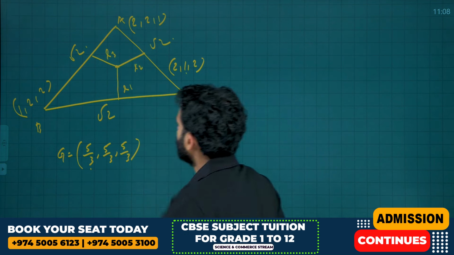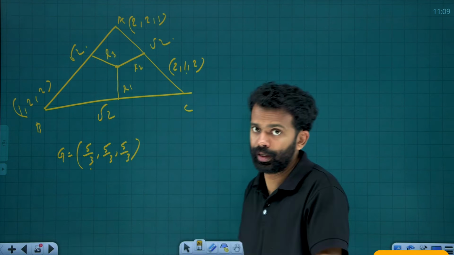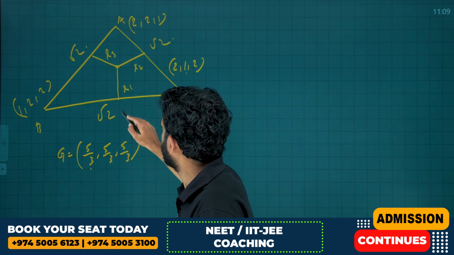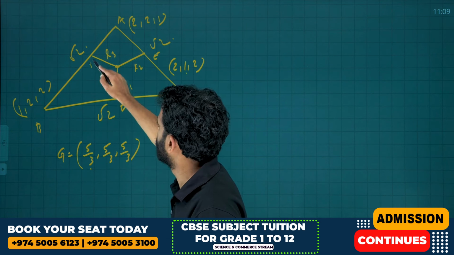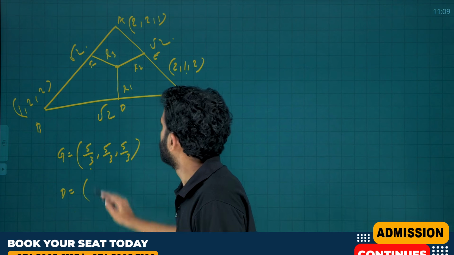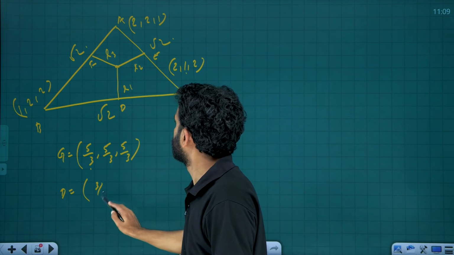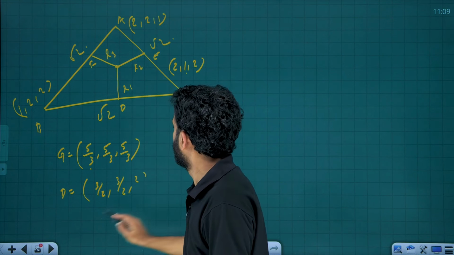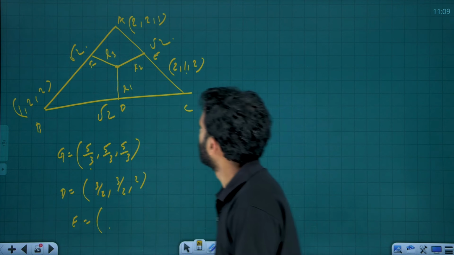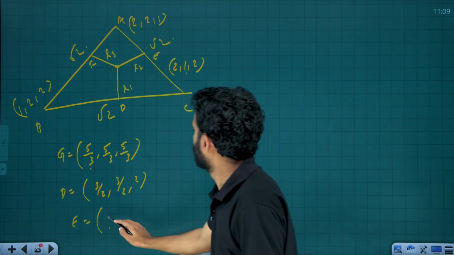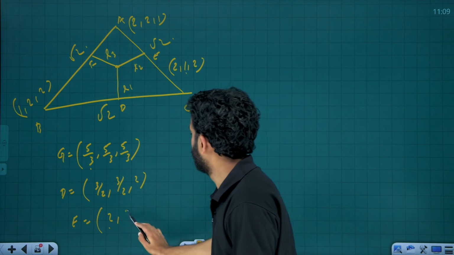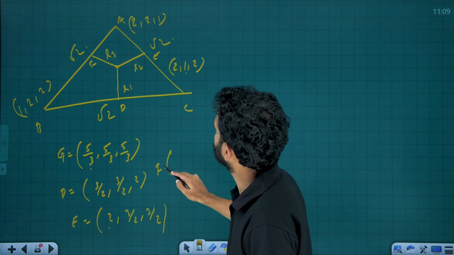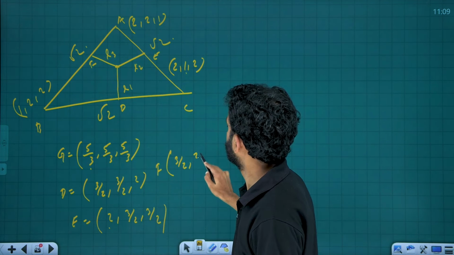Since this is the centroid, the line drawn from here to the opposite side will be the median, so the foot is the midpoint of the side. Let's take the midpoints as D, E and F. D is the midpoint of B and C: 1 plus 2 is 3, so 3 by 2, 3 by 2 and 2. E is 2, 3 by 2, 3 by 2, there is a pattern here. And F is 3 by 2, 2 and 3 by 2.